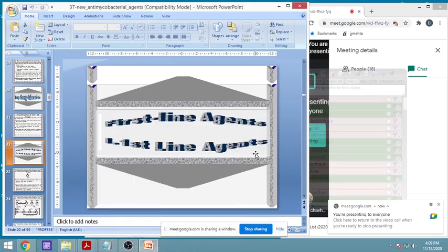So the first line agents are on the basis of highest efficacy and comparatively lesser adverse effects. Second line agents have good efficacy, but maybe somewhat higher adverse effects. And third line may have comparatively less efficacy and higher adverse effects also. When we shift from first line to second or third line, if we feel that the bacteria is not responding to the first line drug, then we can add one by one.